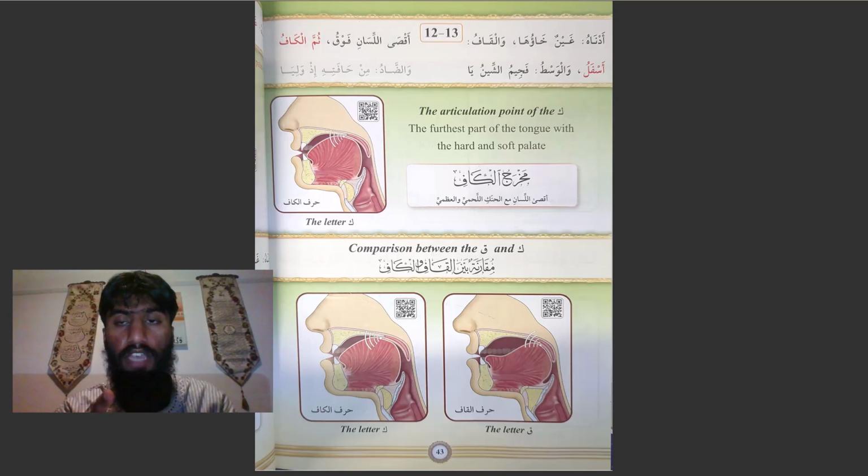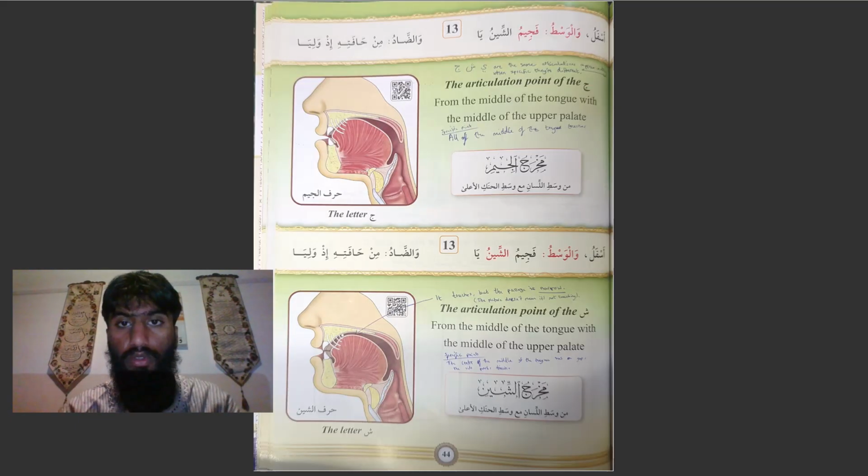So we went through kaf and qaf. Okay. ثم الكاف أسفل, meaning then kaf is below qaf. والوسط, okay, أسفل والوسط فجيم الشين يا. Okay. Now these are the letters of the middle of the tongue.